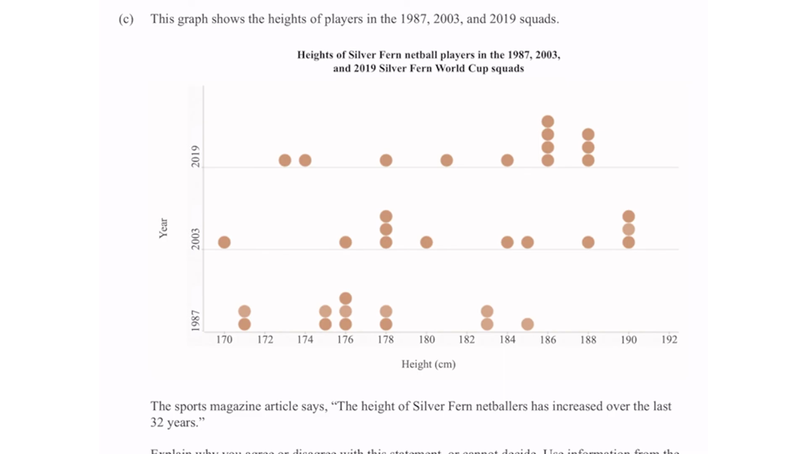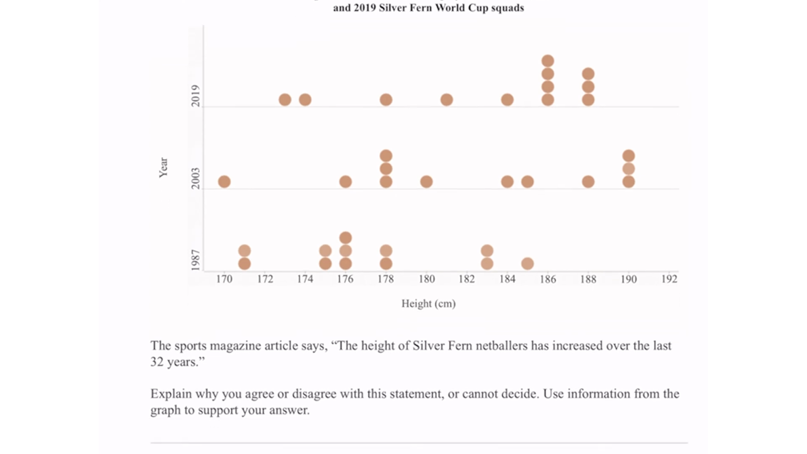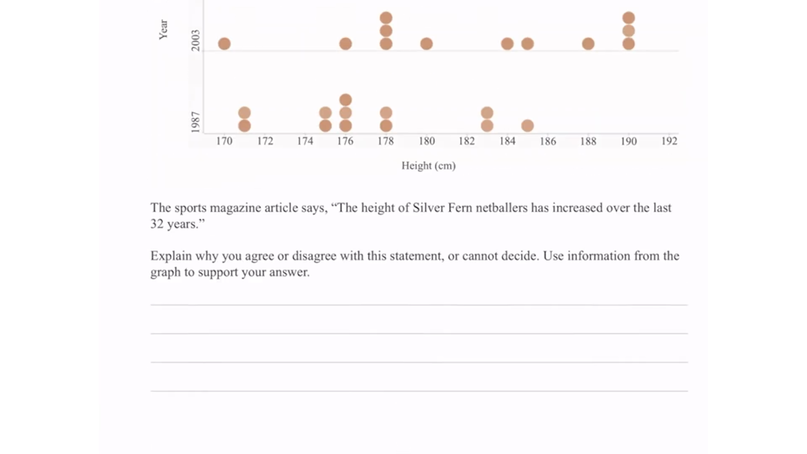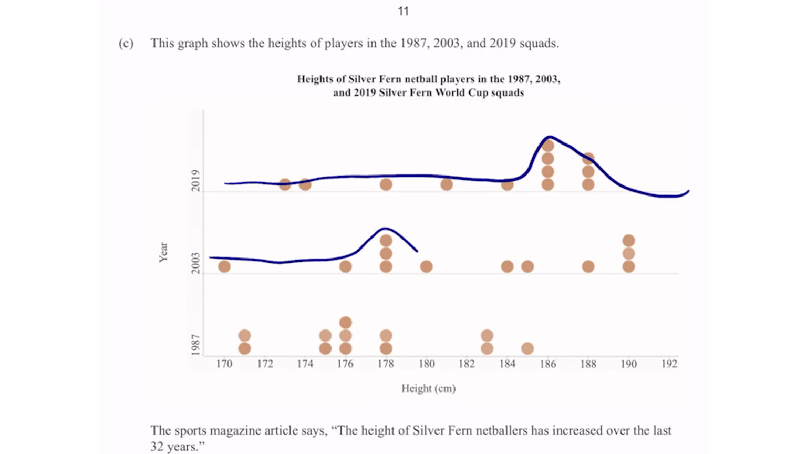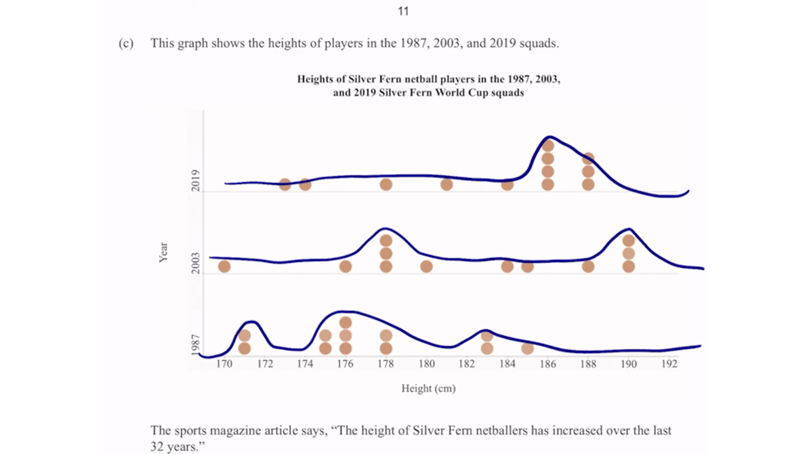Part C, the graph shows the height of players in the 1987, 2003, and 2019 squads. So the sports magazine article says the height of Silver Fern netballers has increased over the last 32 years. Explain whether you agree or disagree with the statement or cannot decide, and we've got to use information from the graph. So I guess the first thing I'll do is I'll draw the shape of our graphs.